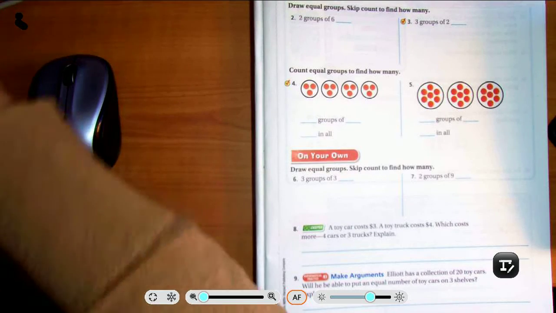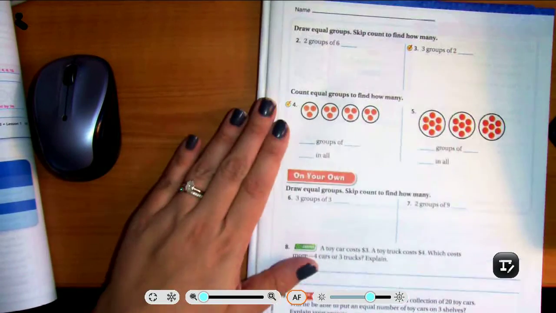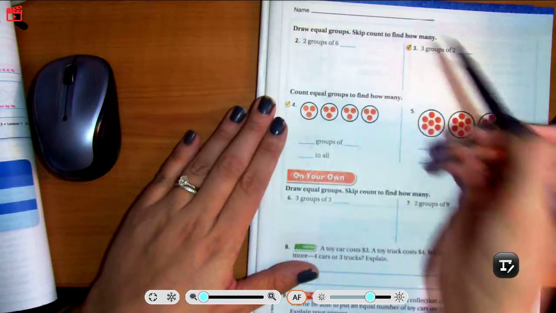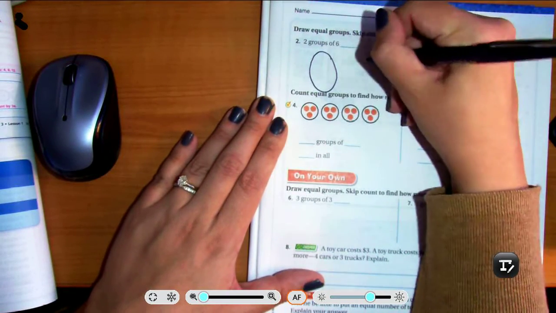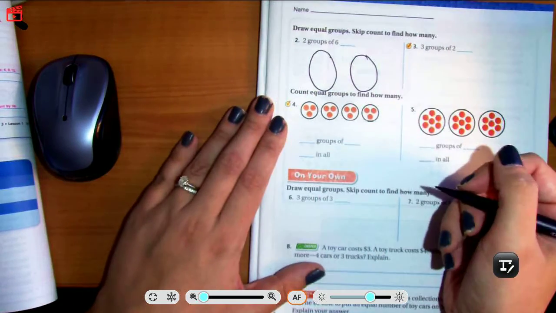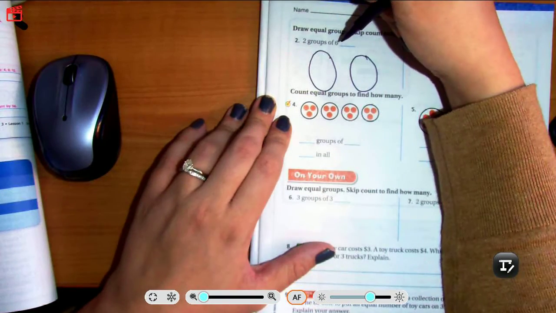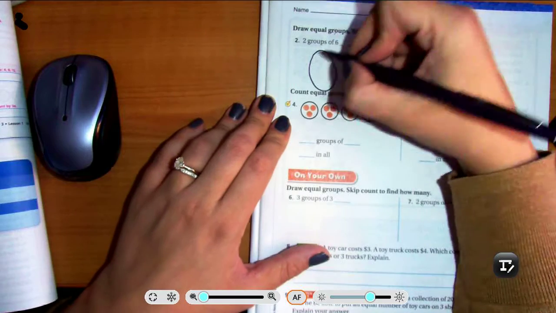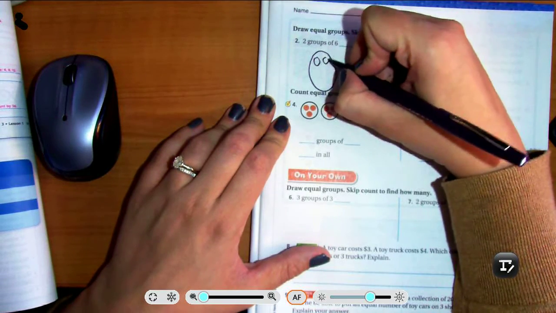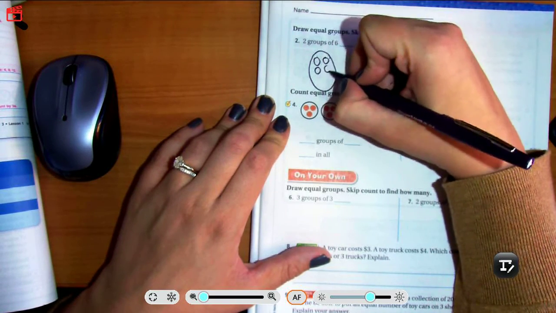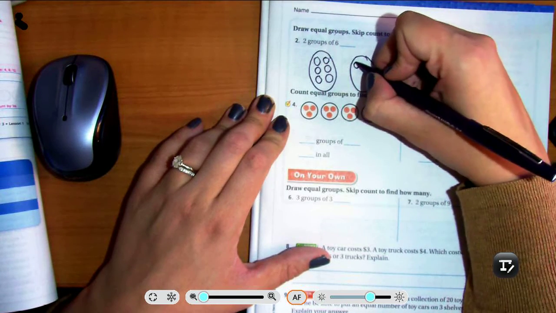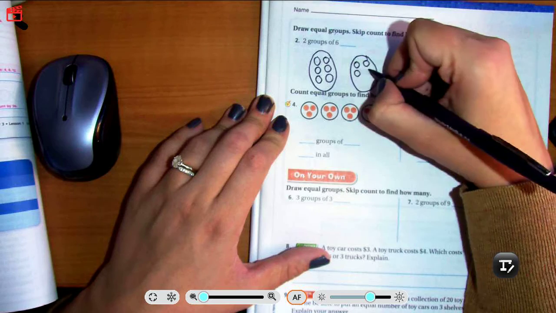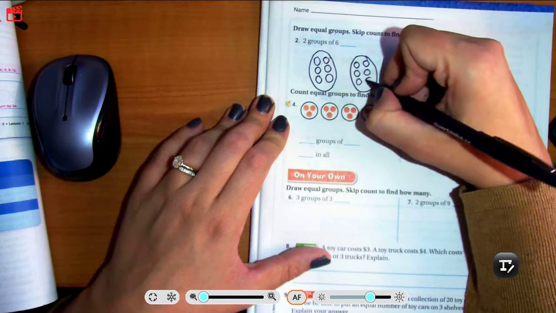Draw equal groups. Skip count to find how many. So I have 2 groups of 6. So I need to draw 2 big circles. Okay? And how many little circles am I going to put in it? 6. So 1, 2, 3, 4, 5, 6. 1, 2, 3, 4, 5, 6.